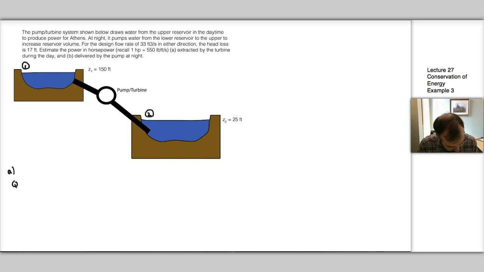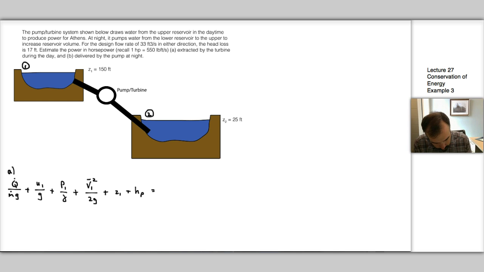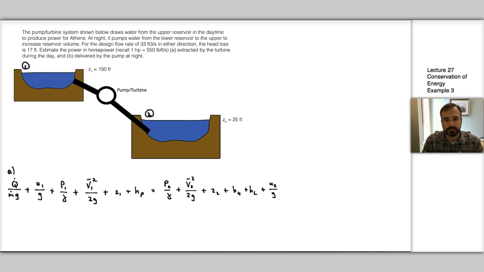All right, so let's write out our conservation of energy equation. We have Q dot over M dot G plus U1 over G plus P1 over gamma plus V1 bar squared over 2G. And in this case, since we're not given any information about alpha, we can assume it's 1, plus Z1 plus HP is equal to P2 over gamma plus V2 bar squared over 2G, again assuming alpha is 1, plus Z2 plus H sub T plus H sub L plus U2 over G. Okay, so there's our full form of the equation for the conservation of energy.